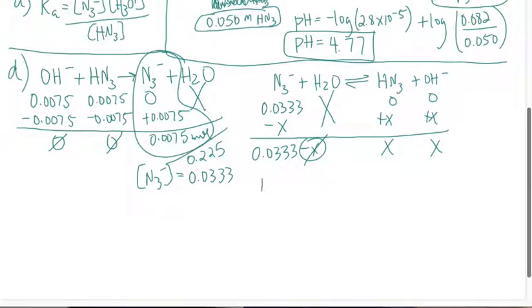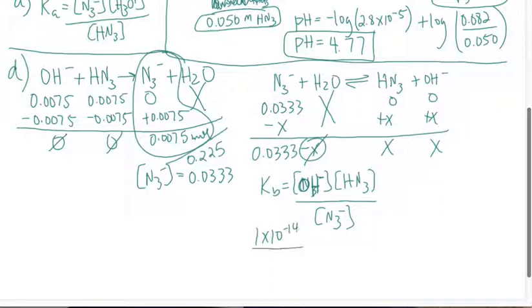But because it's hydrolysis, we need the Kb of the conjugate base, and they only give us the Ka of the silly acid. Wait, what am I doing? It would be products over reactant. So they only give us the Ka of the acid. We need Kb of the conjugate base. So we're going to take 1 times 10 to the negative 14th divided by the given Ka. That's equal to X squared over 0.0333.